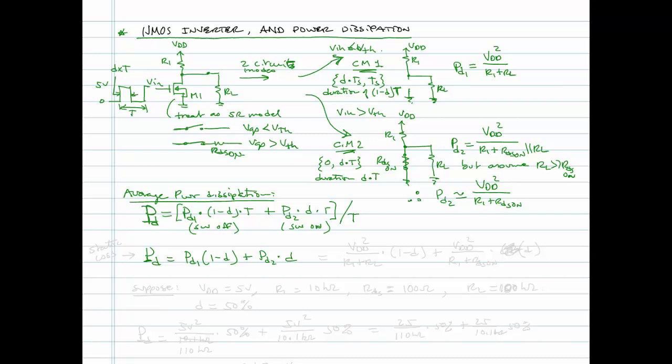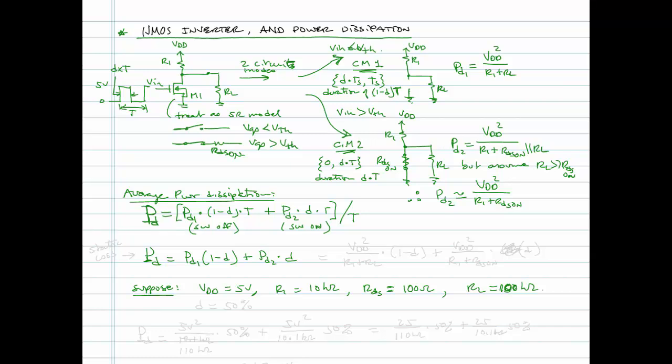So now let's try an example here. Let's suppose that we have VDD is equal to 5 volts. We have R1 is equal to 10 kilo ohms. We have RDS on is equal to 100 ohms. And we'll say RL is equal to 50 kilo ohms. Or maybe let's say 100 kilo ohms just to make this easier.